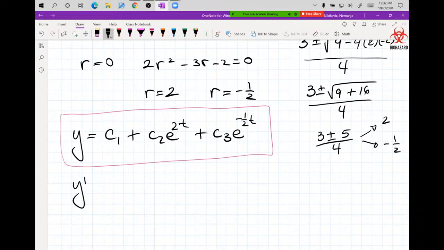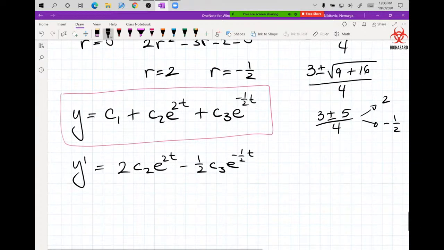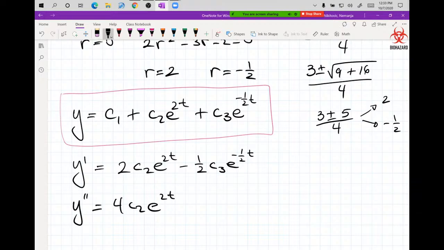So I need my y prime. Well, that's a 0 on c1, 2c2 e to the 2t minus 1 half c3 e to the negative 1 half t. And the y double prime is going to be 4c2 e to the 2t plus a quarter c3 e to the negative 1 half t.